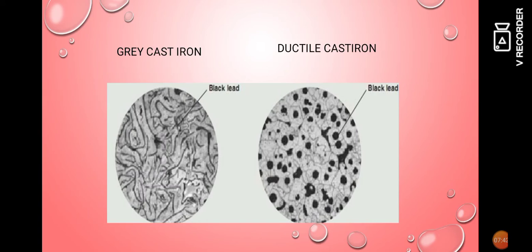Here we see the difference between grey cast iron and ductile cast iron. In the grey cast iron, the black plates are as shown in the figure, but in case of ductile cast iron, the black plates are almost spherical in nature as shown in the figure.